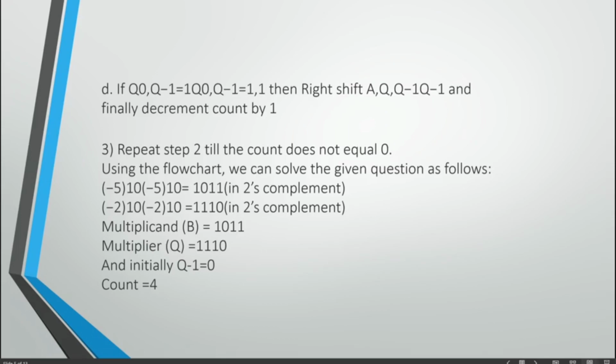We have to do the 2's complement. So the multiplicand B will be 1011 and the multiplier Q will be 1100. And initially Q minus 1 is equal to 0 and count is equal to 4.